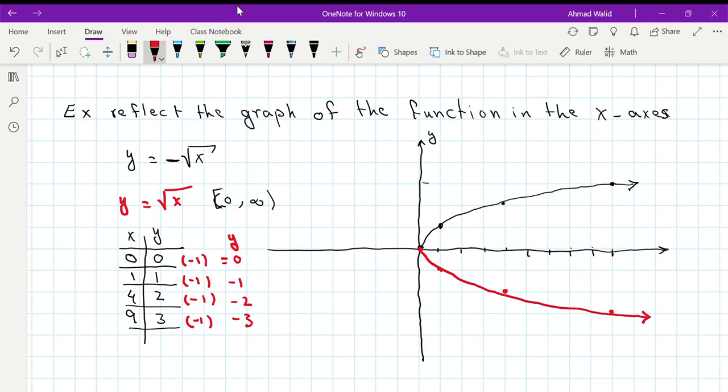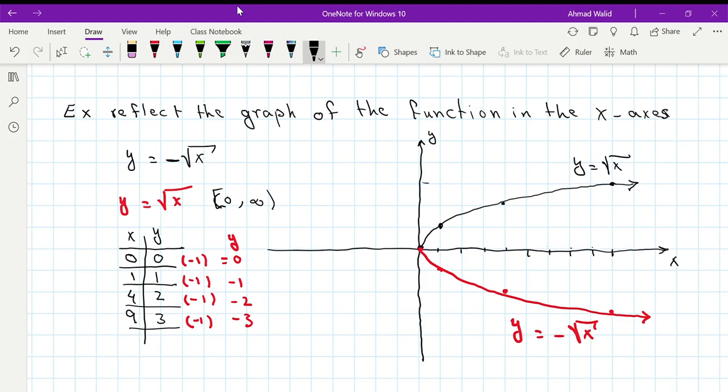the black graph is y equals square root of x, and the red one is y equals negative square root of x, which is the reflection of the graph of y equals square root of x about the x-axis, or in the x-axis. You see, it's a reflection. Reflection means your x-axis is working actually as a mirror. Your x-axis is working as a mirror. And you see the same graph on the other side of the x-axis.